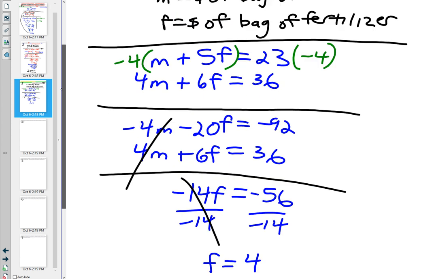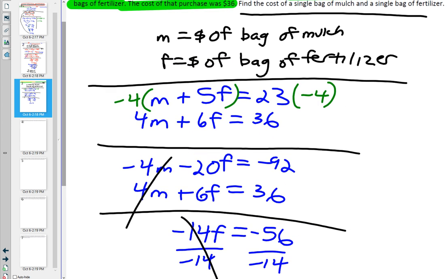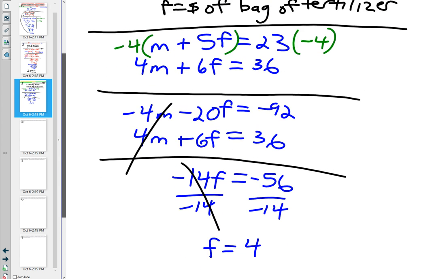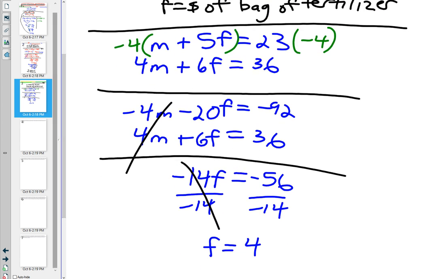What did we define F as? What did we say F was going to stand for? For family? No, F does not stand for the cost of a bag of fertilizer. So how much does fertilizer cost? How much does fertilizer cost? $4. They charge you $4 for a bag of poop.